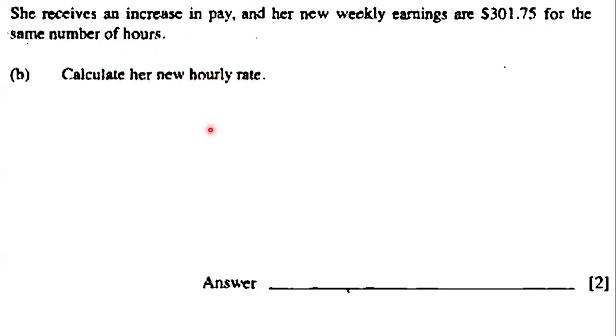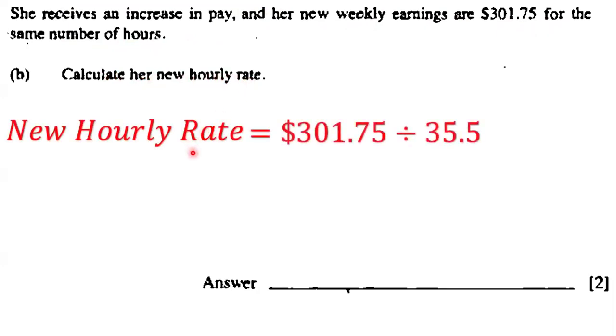In order for us to determine her new hourly rate, we're going to take the amount of money that she earned for that week, and divide it by the number of hours that she worked. So it's going to be $301.75 divided by 35.5, which is the number of hours that she worked. When we divide them, we get $8.50. And so that means that her new hourly rate is $8.50.